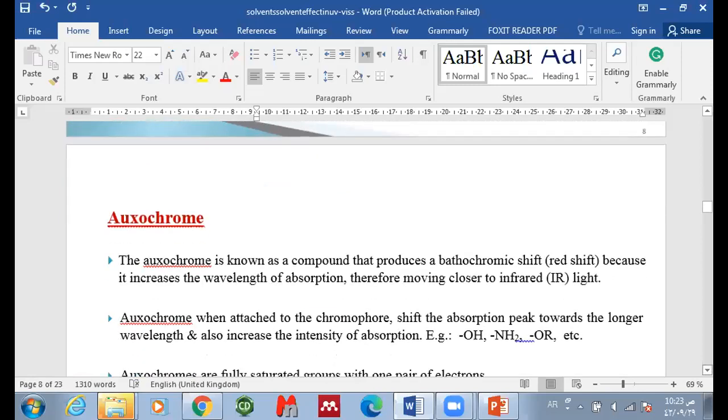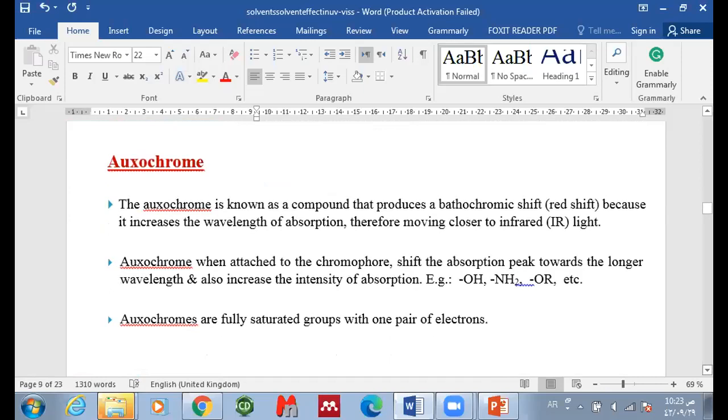Auxochrome. So what is the auxochrome? Auxochrome, as we mentioned a few minutes ago, is dependent on the chromophore. It deepens the color of the chromogen. That means that if it is present alone, it doesn't give color, but if it is present in addition to a chromophore, it will enhance the color and strengthen the intensity for the absorption.